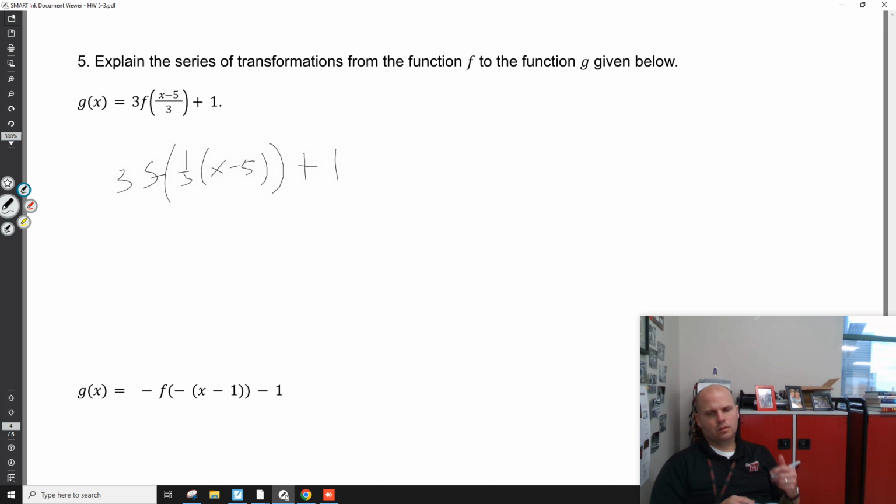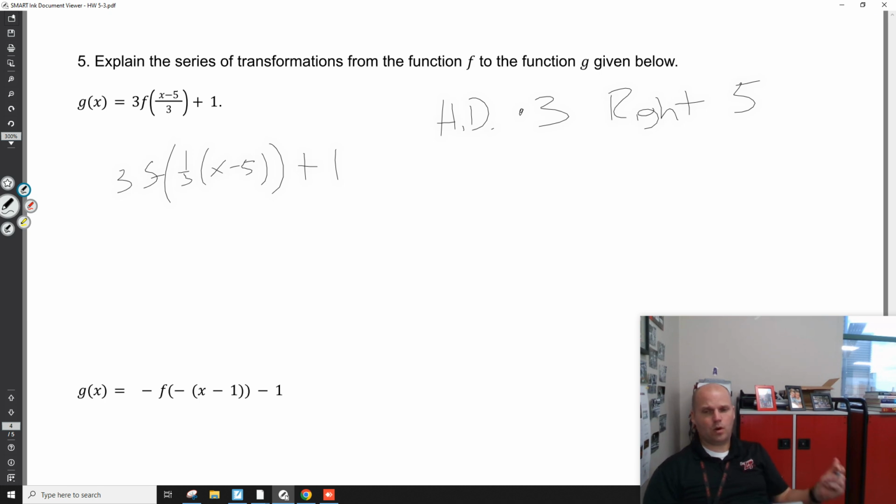So I don't know, do the x's before y's. The 1/3, again, that's the thing that you're going to get rid of first if you're inversing, if you're undoing, if it's the opposite of what you expect. So we'd have a horizontal dilation by a factor of 3. We are going to shift then right 5. We will then vertically dilate by a factor of 3, and we will shift up 1.